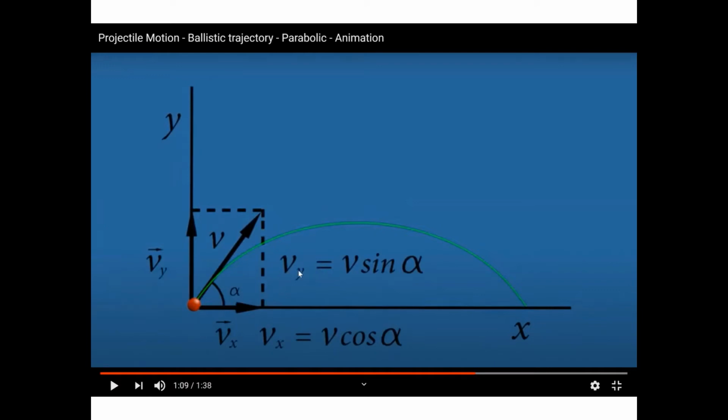What is the value of the vertical component of velocity? What is the value of the horizontal component based on this angle, cosine and sine? The component adjacent to your angle is cosine. The component far away from the angle is sine. So Vy will be V sine theta, Vx will be V cosine theta.